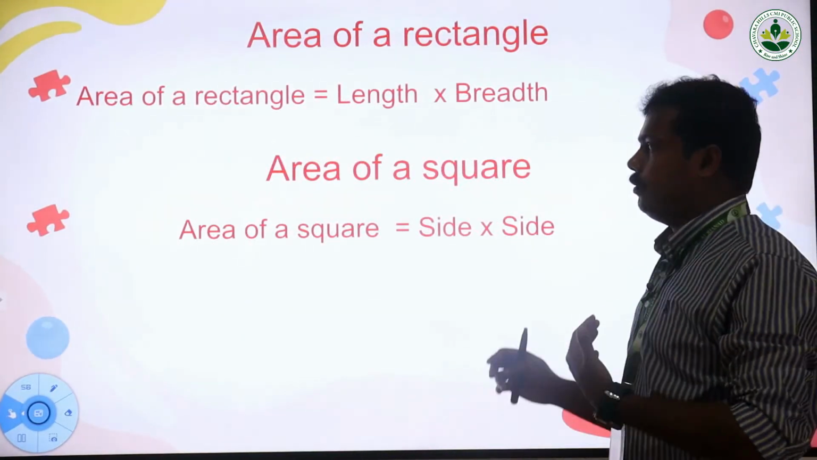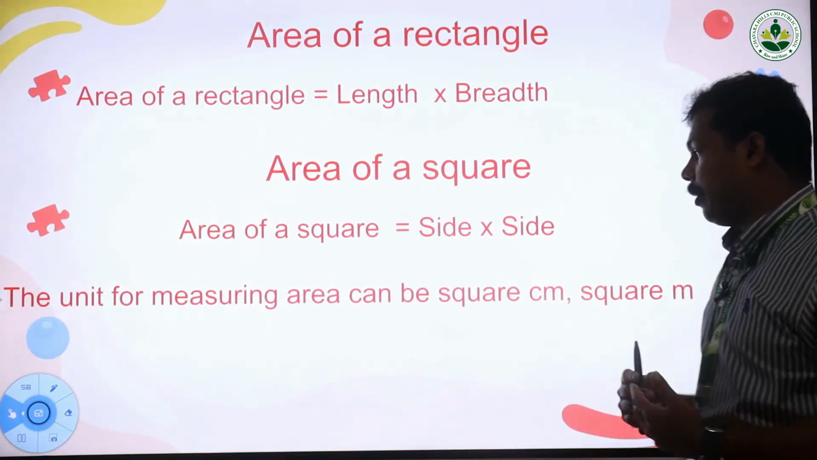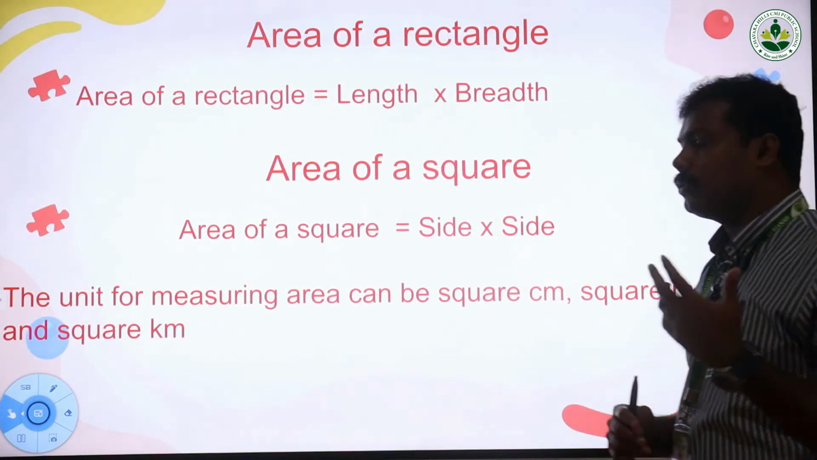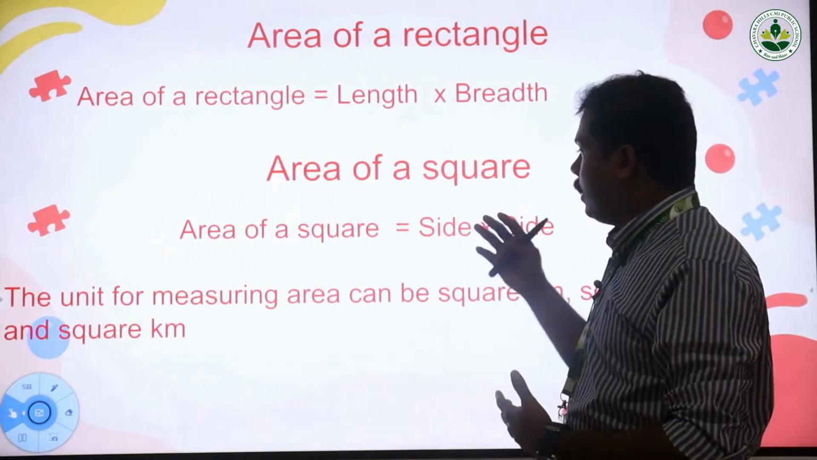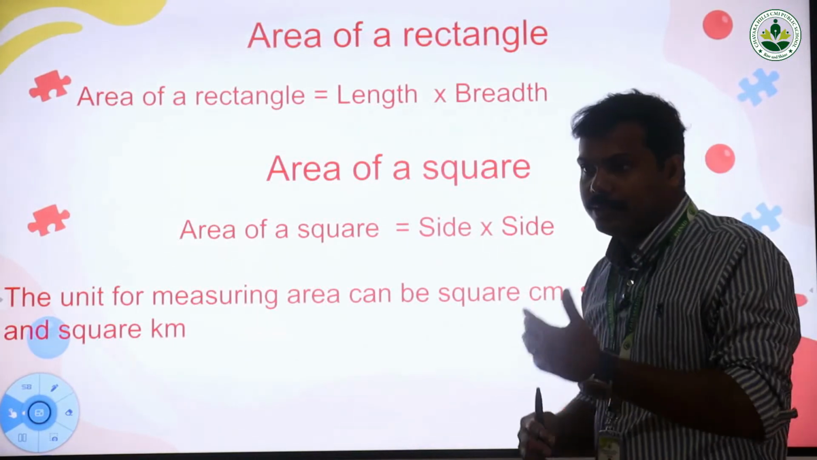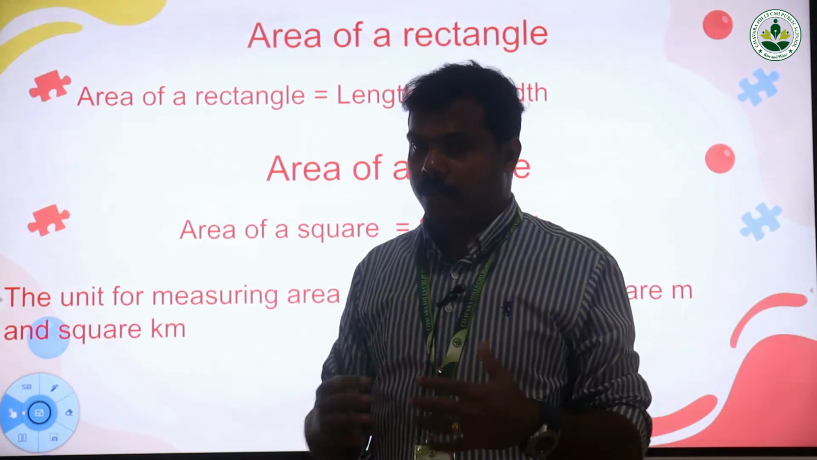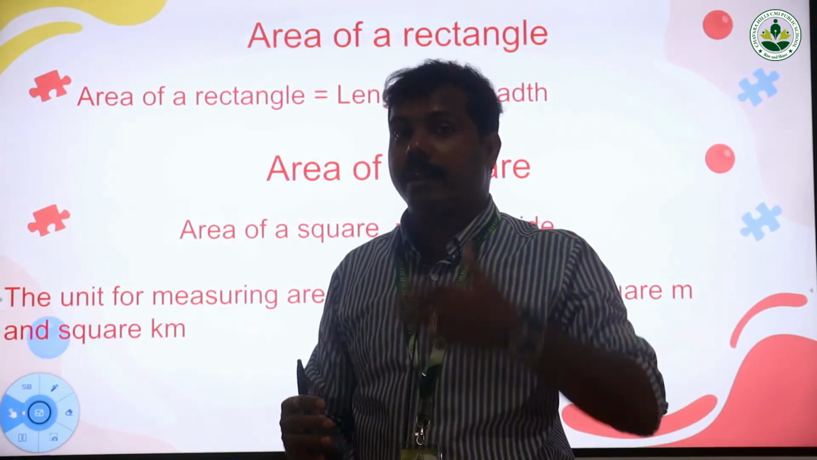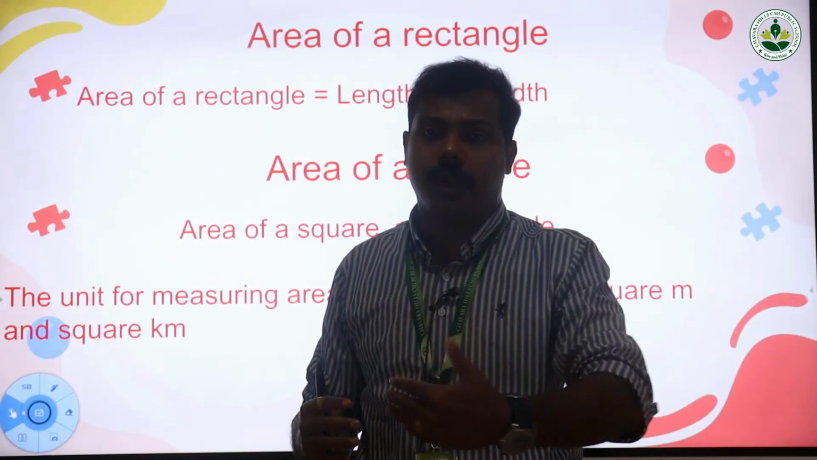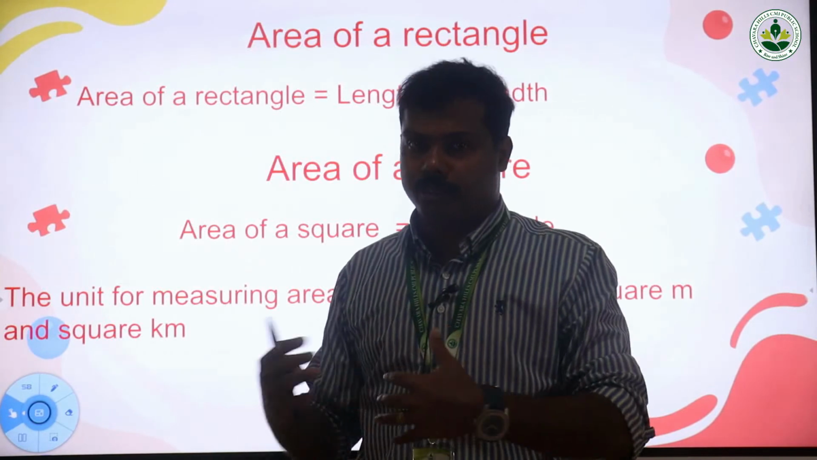And the unit of area. Units for measuring area can be square centimeter, square meter and square kilometer. If the side of a square is 7 centimeter, what will be its area? 7 into 7, it is 49. 49 square centimeters is its unit. We use square with that unit, square centimeter.